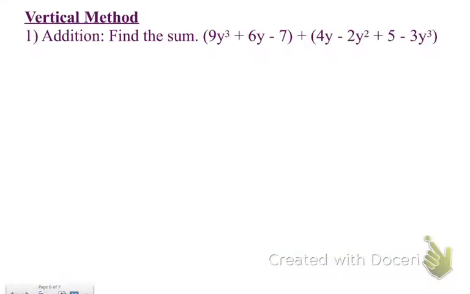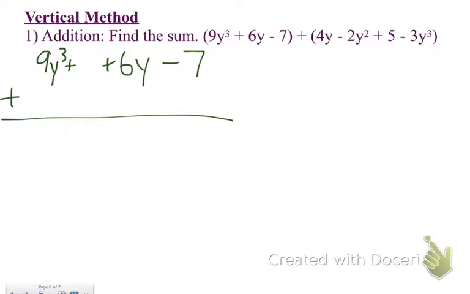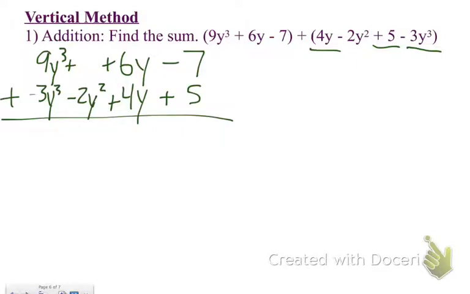Alright, the vertical method is very similar. We're just going to line everything up instead of writing it from left to right. So I have 9y cubed. I have positive 6y and negative 7. Notice I left a space because this one doesn't have a squared term. And then if I'm adding that to the second one, I have a negative 3y cubed. I have a negative 2y squared, positive 4y, and positive 5. So now I add straight down.